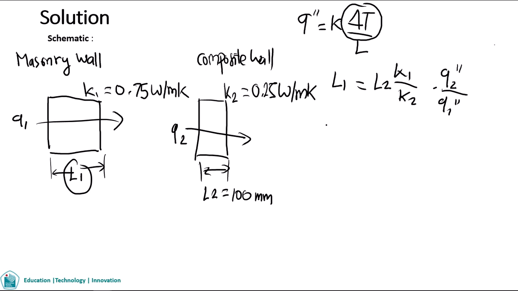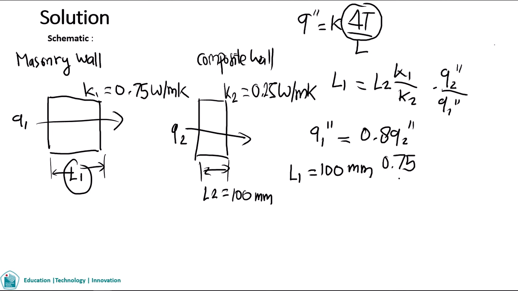And we know that the relation between the heat flux here is that q1 double prime is 0.8 of q2 double prime, or 80%. Therefore, L1 will be equal to 100 millimeter multiplied by 0.75 over 0.25, multiplied by 1 over 0.8.